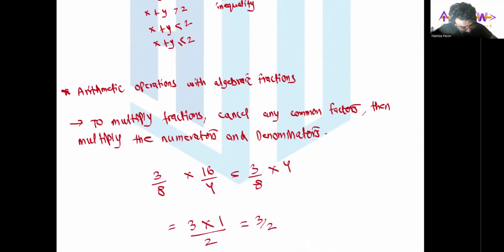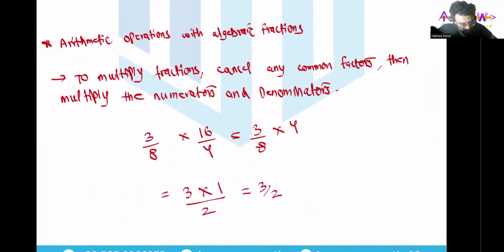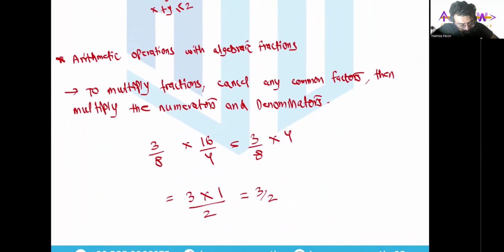So up next, we are going to see some basic concepts. Okay, so first of all, we have a key point, arithmetic operations with algebraic fractions. Okay, so we are going to talk about the arithmetic operations. First of all, mention this key point with yourself. To multiply fractions, cancel any common factors, then multiply the numerators and denominators. So first of all, we are going to talk about the multiplication of fractions.